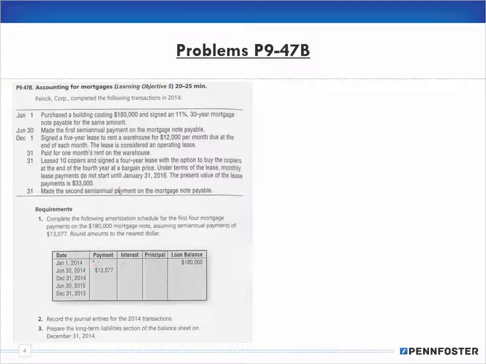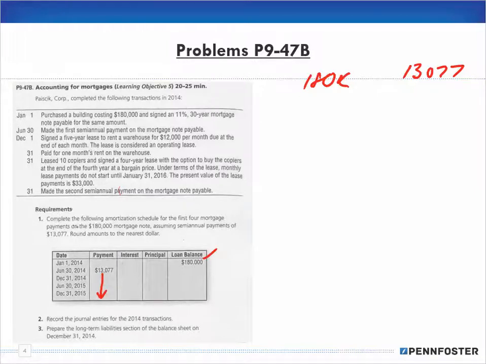So we're making payments of $13,077. All of the rest of these payments are going to be the same. Now we have a starting loan balance of $180,000 right here. And we're making a payment of $13,077. A portion of that is principal and a portion of that is interest. We have to calculate the interest first, right?